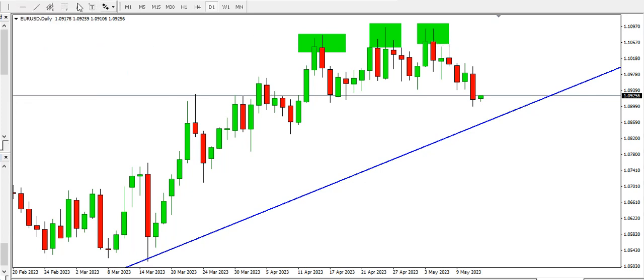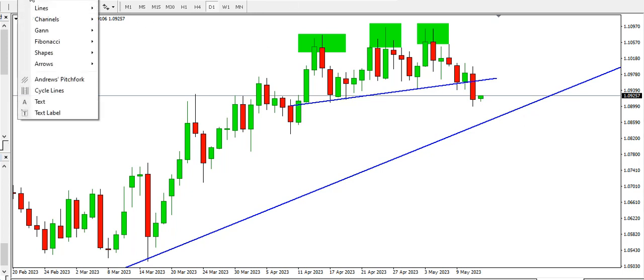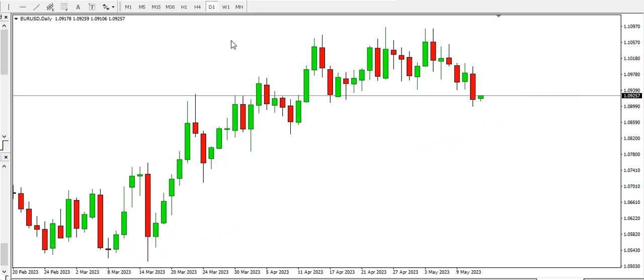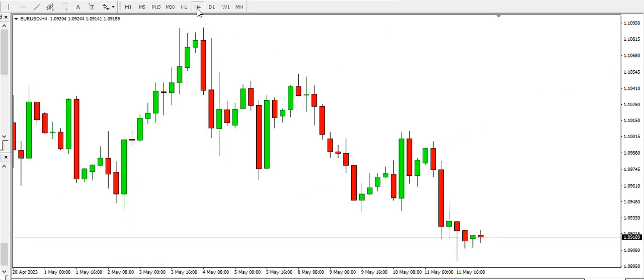Look at the neckline being broken around here. Price broke it, retested, and you can see a break. So price might go down a bit, possibly down to this ascending trend line before we see a continuation of the trend, but for now it looks bearish. You might look for a point where you get to sell for now.